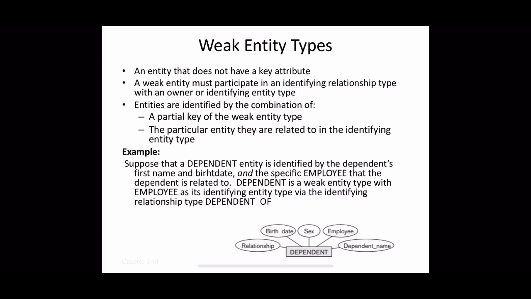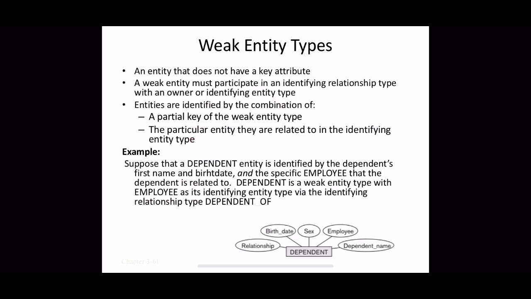To identify any instance of a particular weak entity type, this weak entity type should be related to some strong entity type. Then only we can identify each and every instance of a weak entity type. For example, in our case, dependent can be related to an employee. Each employee will have a set of dependents, so only through this employee can we identify this dependent. How can we identify? We have to use a combination of two things. One is the partial key of the weak entity type, and the second one is the particular entity they are related to in the identifying relationship.